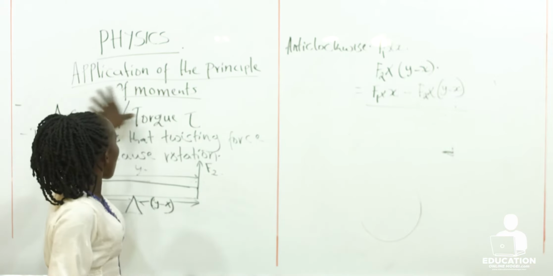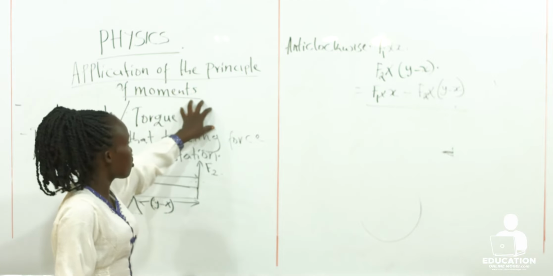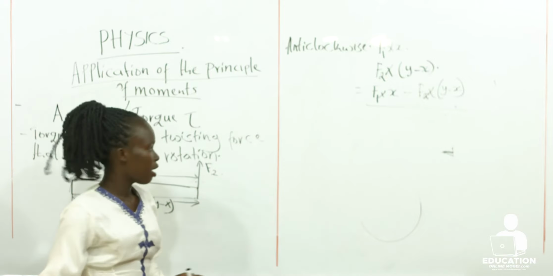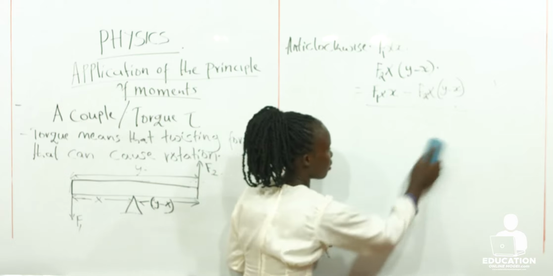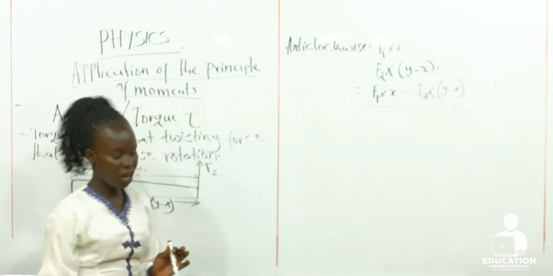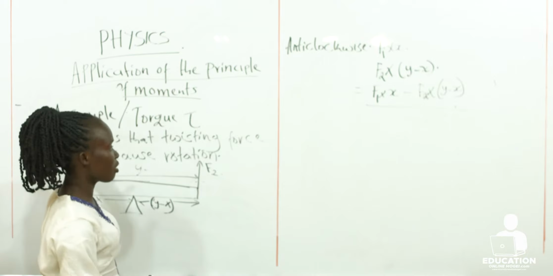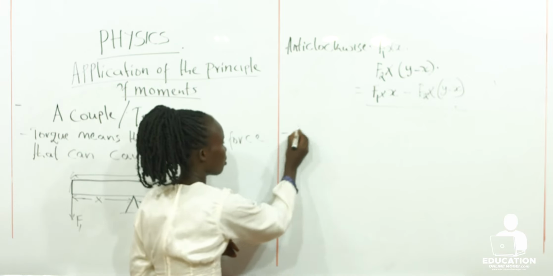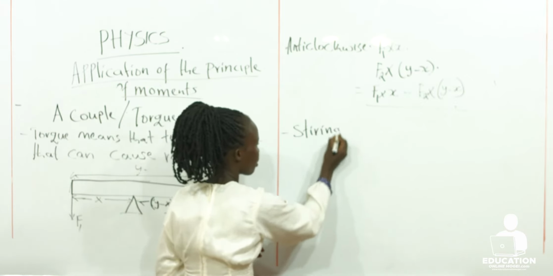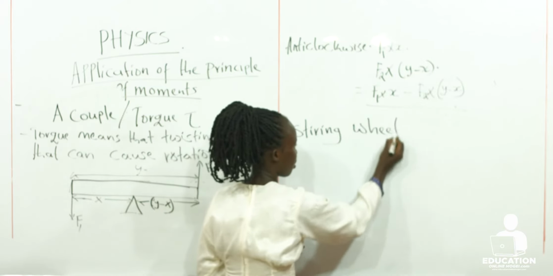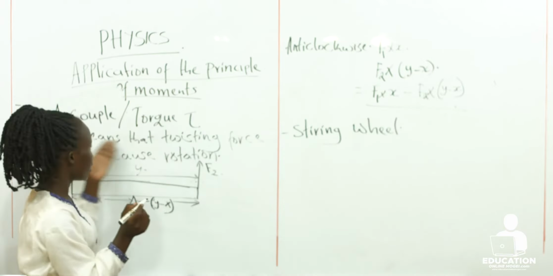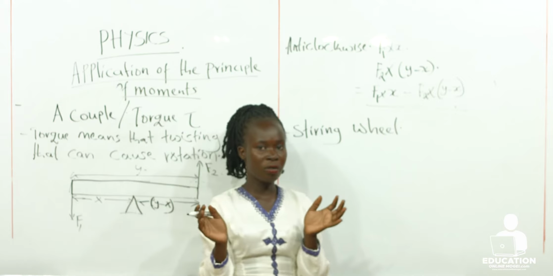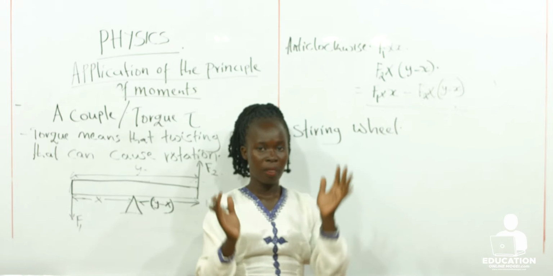So this application of the principle of moments, we also find it in the steering wheel of cars. Let us see how we have the steering wheel, which is also an example of the torque. Let's see the steering wheel. How does it work? How do you apply this torque in the steering wheel? We all know how our steering wheel looks. It is circular in nature.